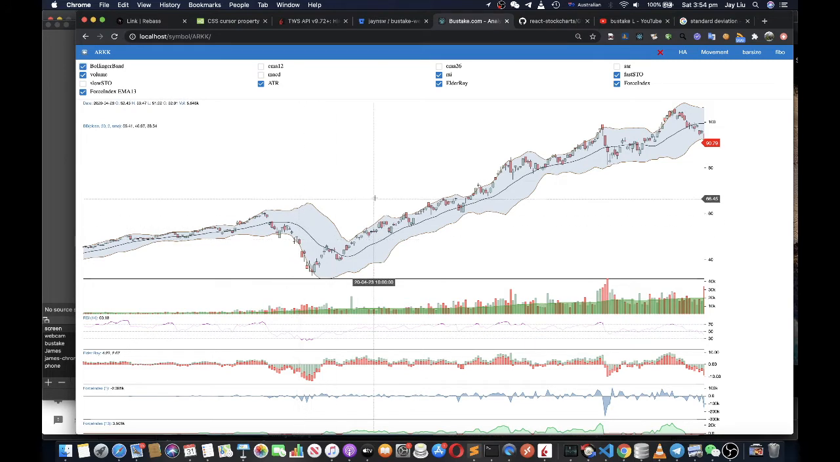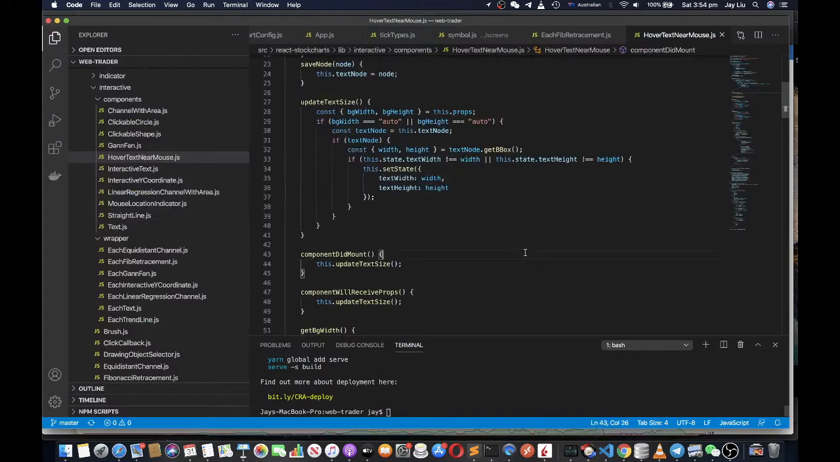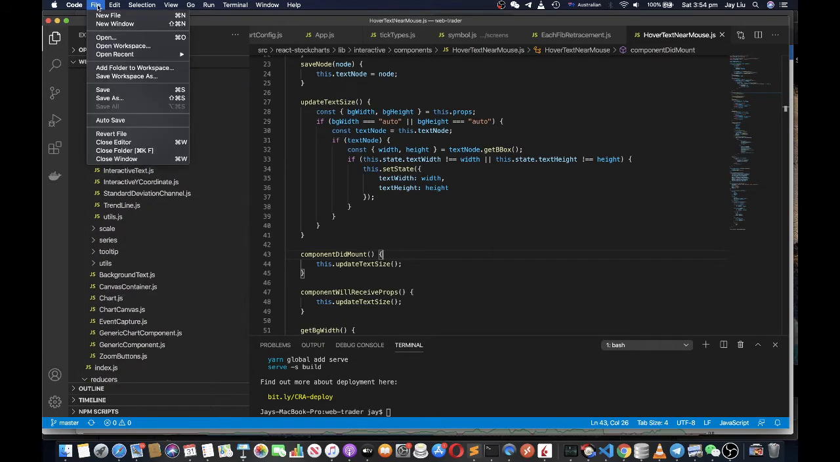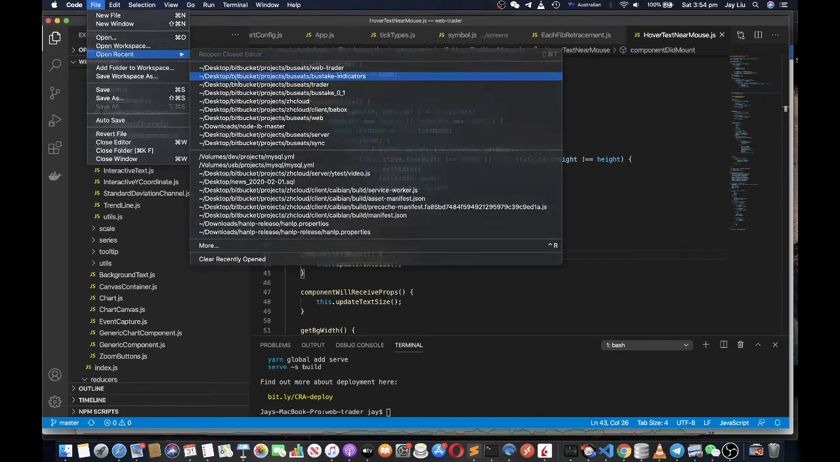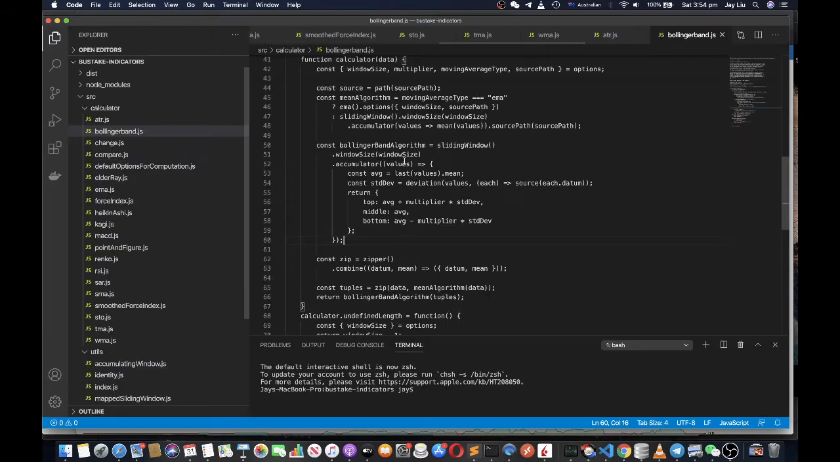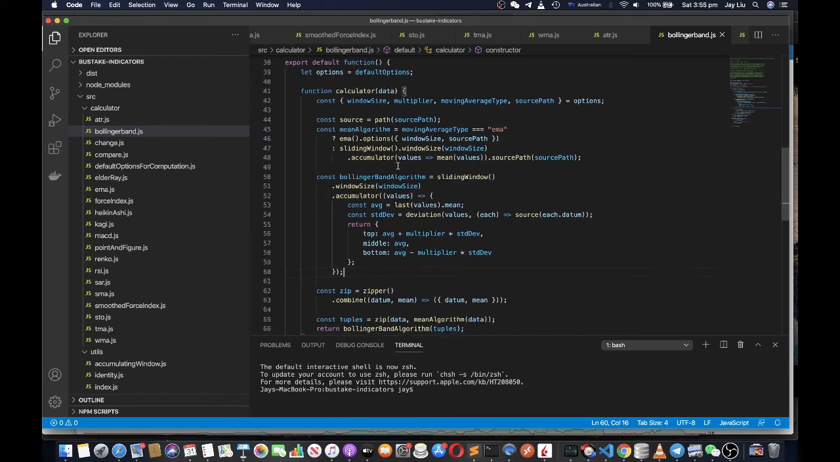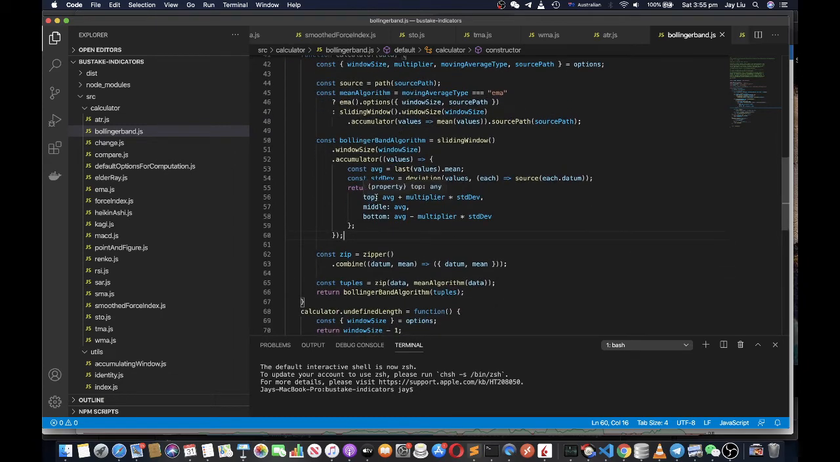So next, let's have a look at the source code. Okay, we go to the indicator. Is this? No, this is not. Let's go to the indicator. Okay, this is Bollinger Band. You can see this is the top value, and the middle value, and the bottom value. So what's the value?